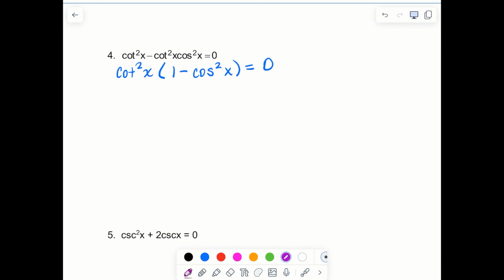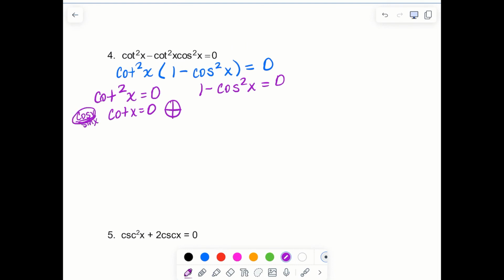Now, the next thing, just like we've done, either cotangent squared is equal to 0, or I will write this step, 1 minus cosine squared is equal to 0. So let's do one at a time here. This one you can think of a couple different ways. If cotangent squared equals 0, then cotangent would have to be 0, right? So if cotangent needs to be 0, you can think, well, cotangent is cosine over sine, so cosine would have to be 0. You can think of it that way.